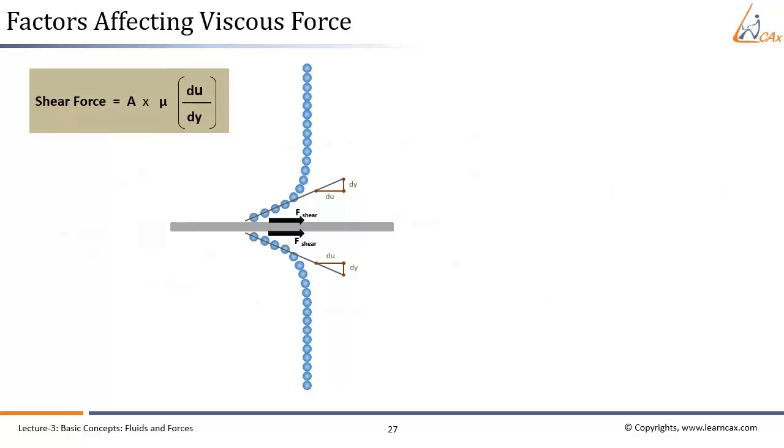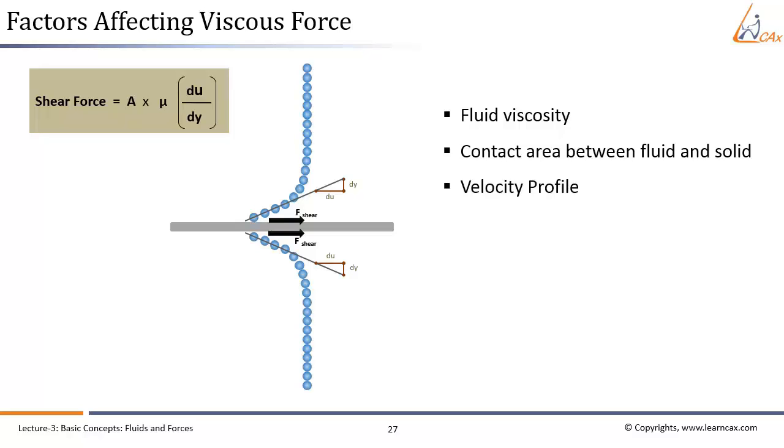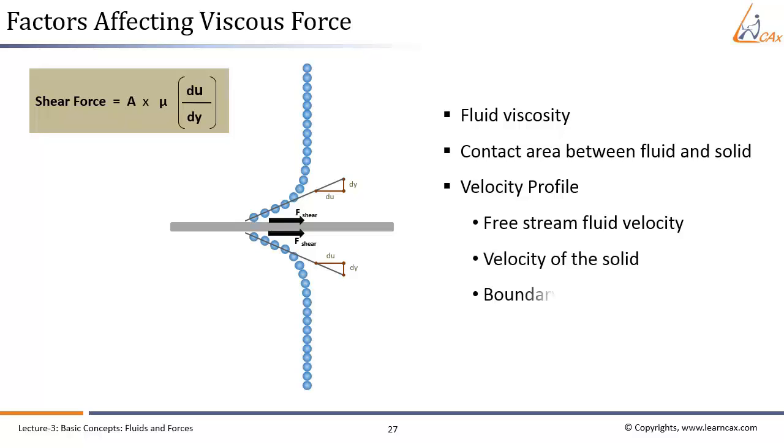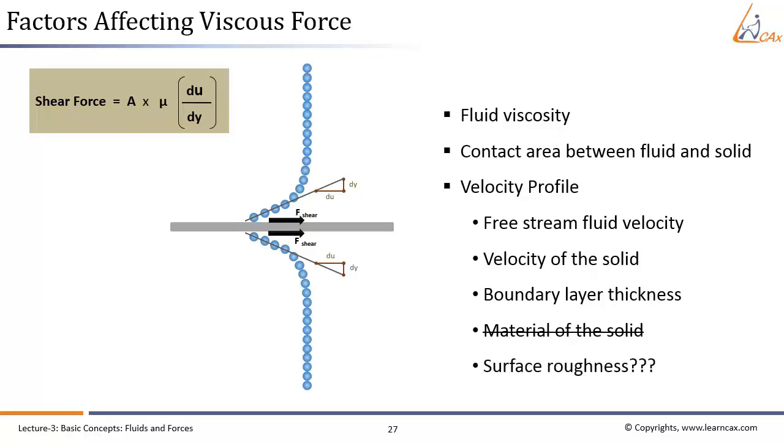To summarize, the shear force exerted by the fluid on the solid surface depends on the fluid viscosity, the contact area between the fluid and the solid, and the slope of the velocity profile, which in fact depends on the free stream velocity of the fluid, the solid velocity, and the thickness of the boundary layer. This clearly indicates the shear force does not depend on the material of the solid object, but the surface roughness does affect the amount of shear force. Although this is not visible in the formula, the surface roughness affects the boundary layer profile.